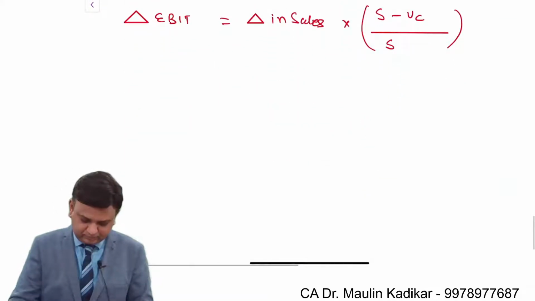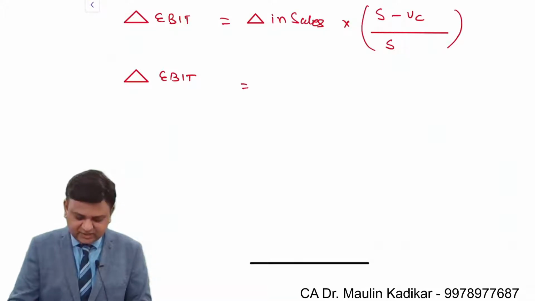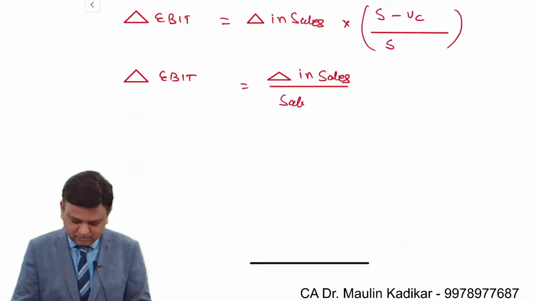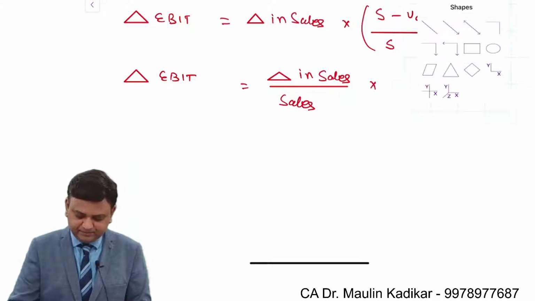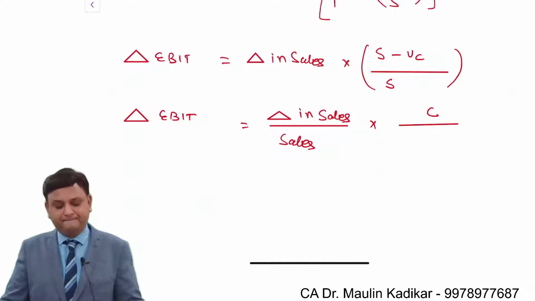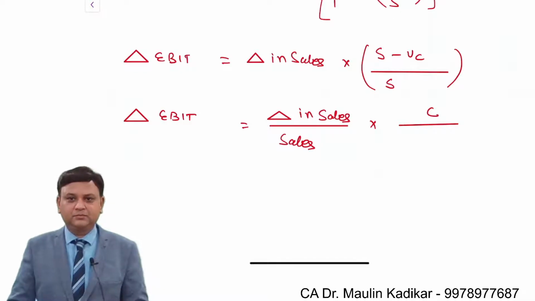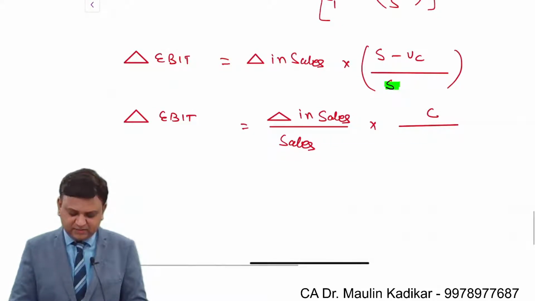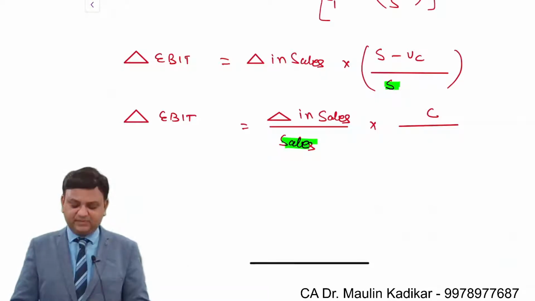Next, change in EBIT is equal to change in sales upon sales into contribution upon, is that clear to everyone? So friends, we understand that this sales value I have mentioned over here, and you can write it like this, because there is a multiplication sign.